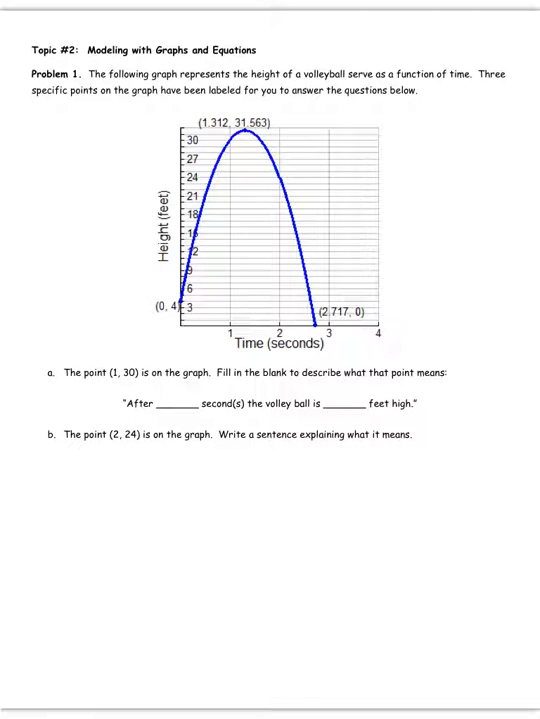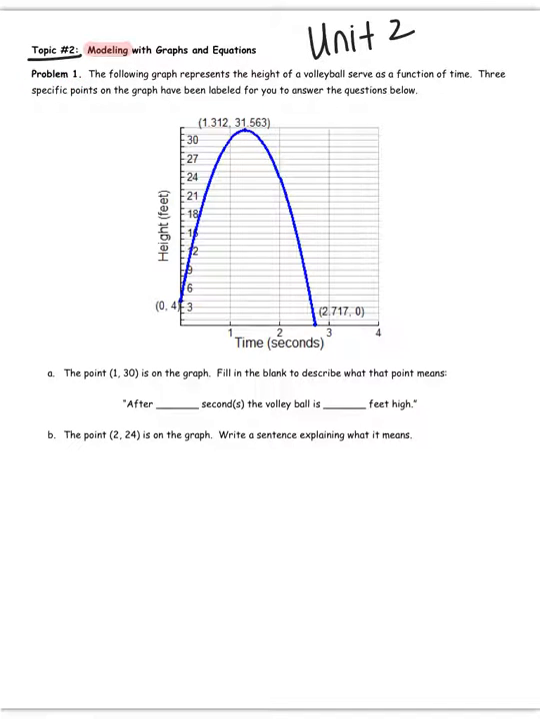All right, welcome everybody. We are in Unit 2, and we are doing topic number 2, modeling with graphs and equations. That word modeling, when it comes to math, usually means that we are taking a math concept and giving it a real-life context, so some sort of application in the real world. We're just going to start by reading this first problem, and it's going to describe our real-life concept or application.